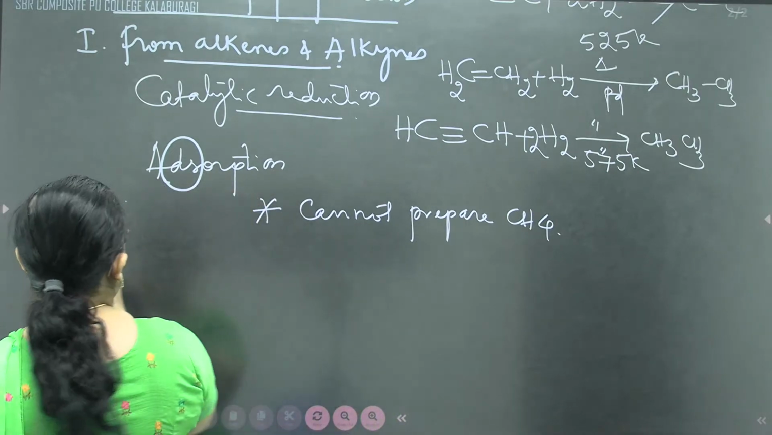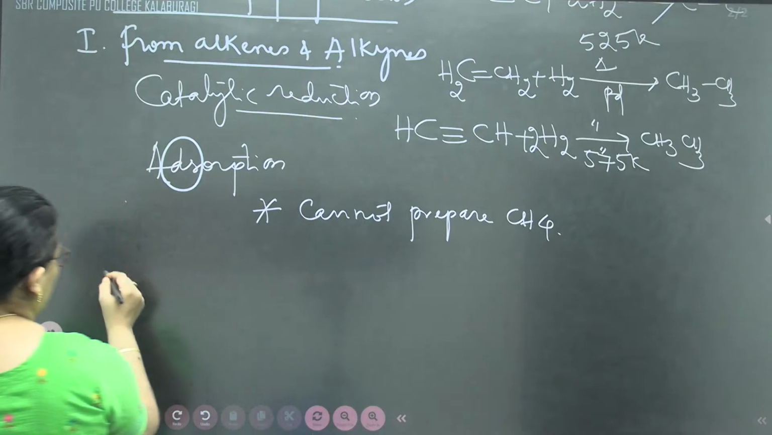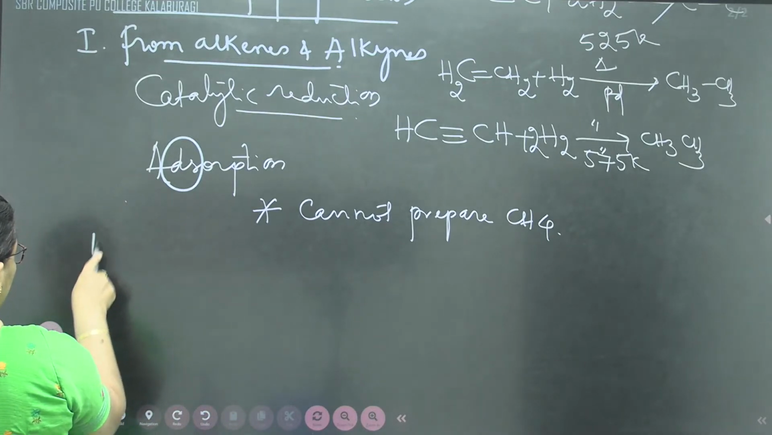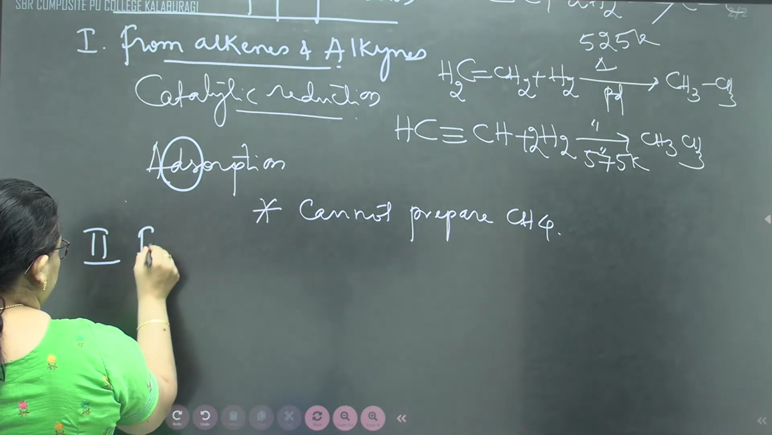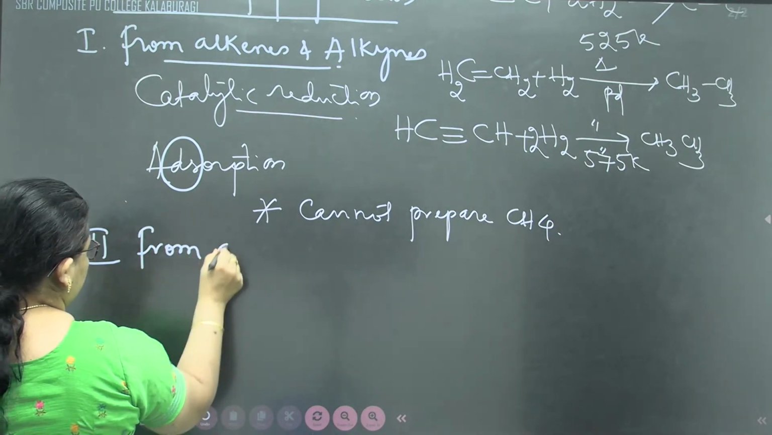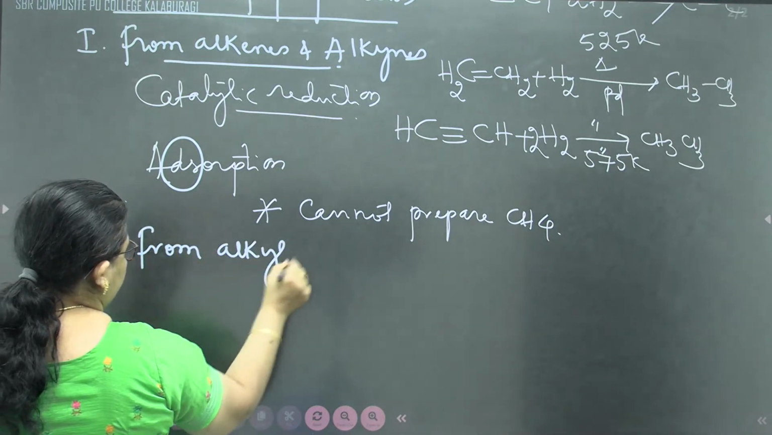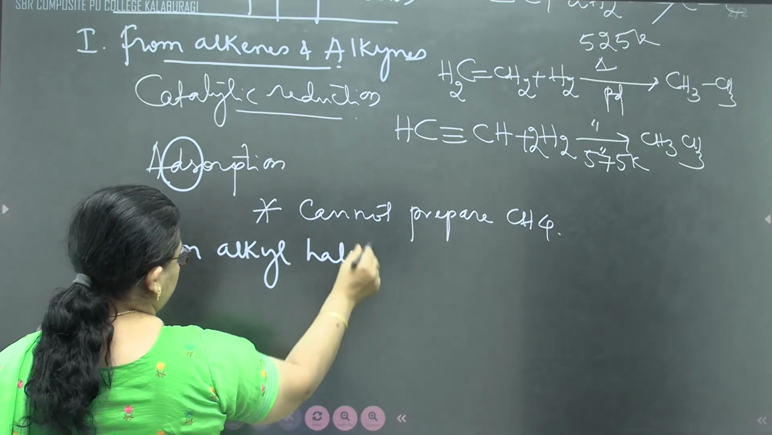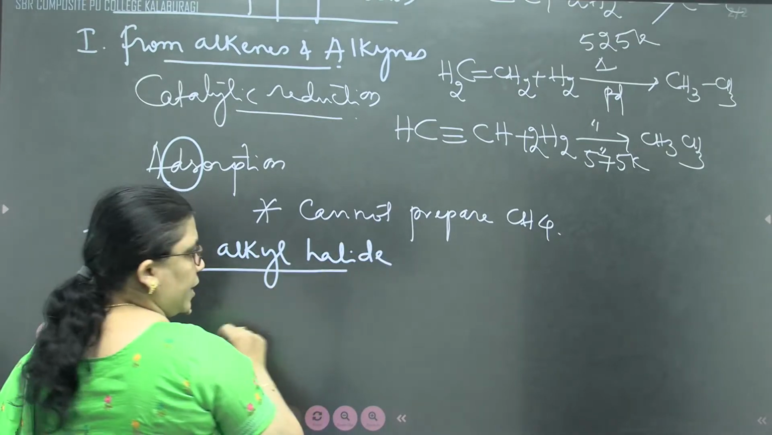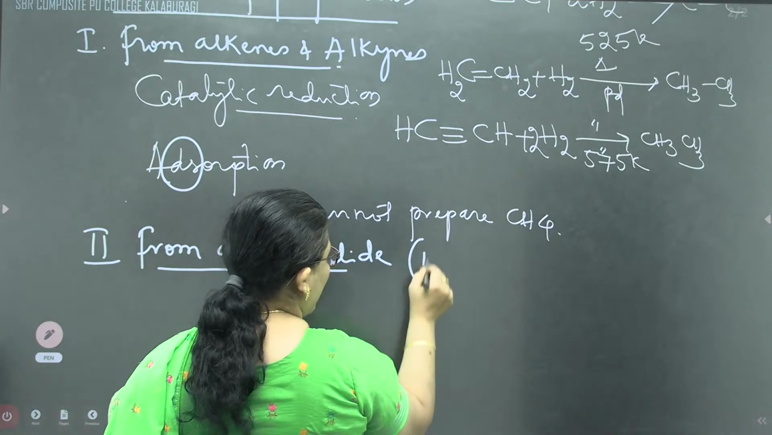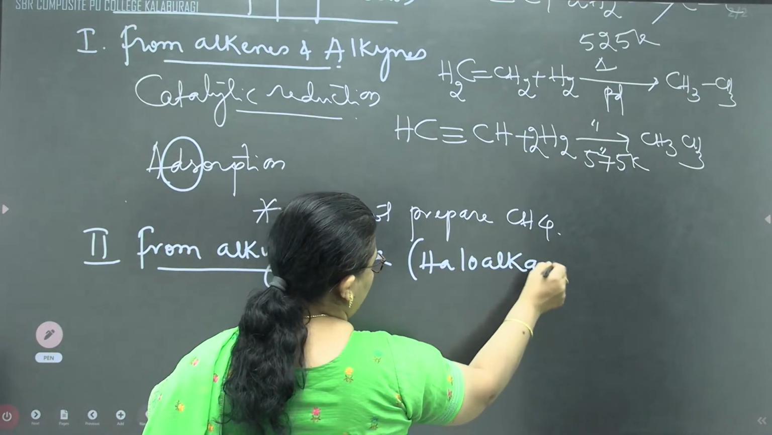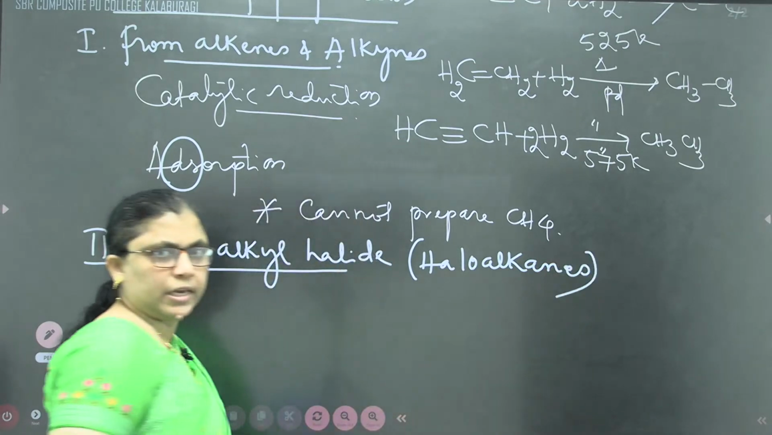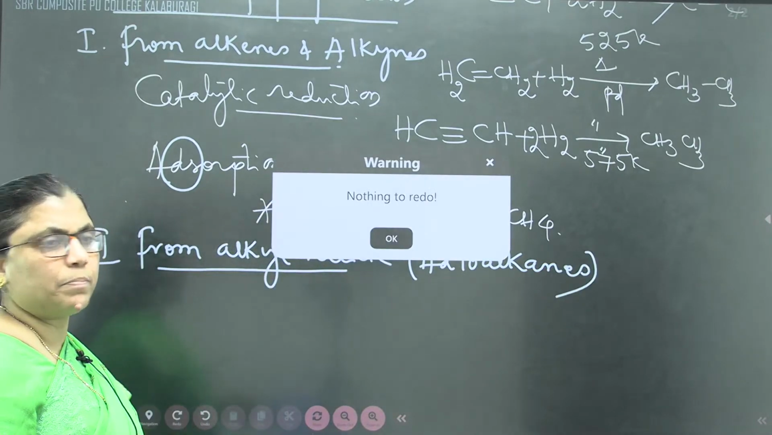The next method of preparation, the second method, is from alkyl halide. Alkyl halide is the common name. The IUPAC name is haloalkanes. What is the IUPAC name, children? Haloalkane. The halo group is given as a prefix.